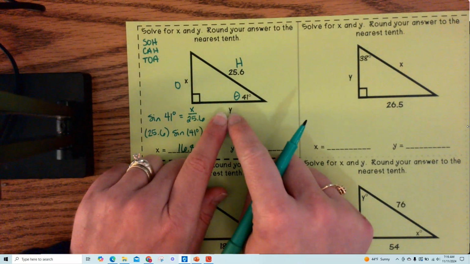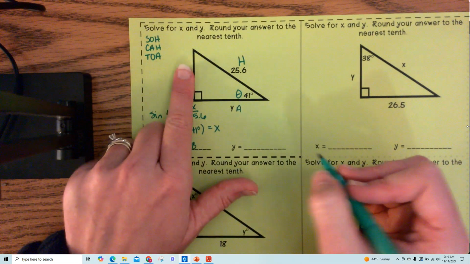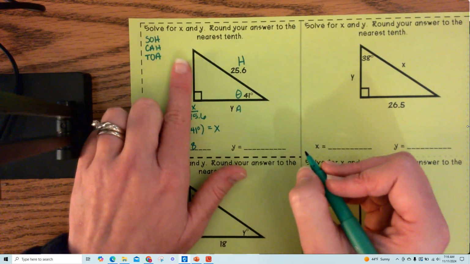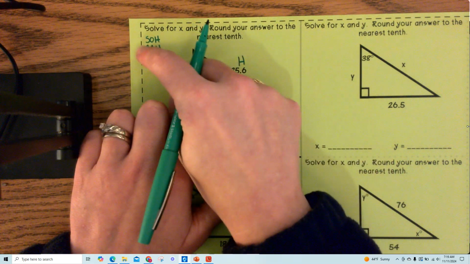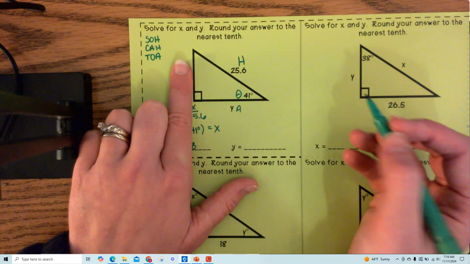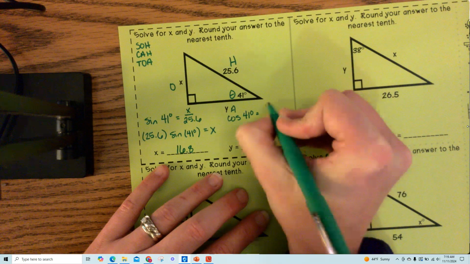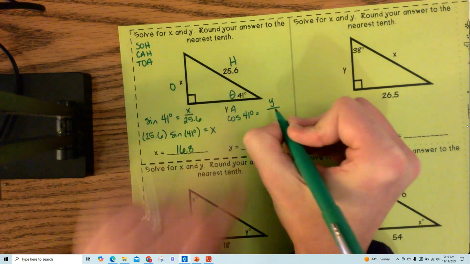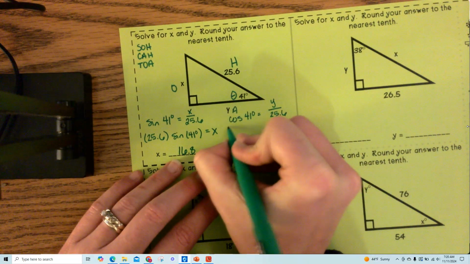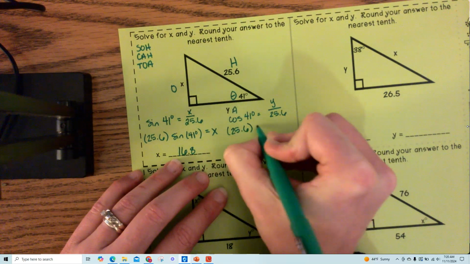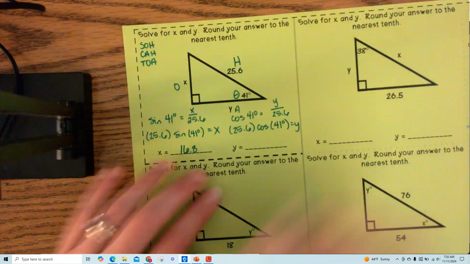All right, so side y here is an adjacent side, so I don't want to use this piece, especially since we rounded. But with just what I have, an angle, adjacent, and hypotenuse, I can use cosine. So I can do cosine of 41 degrees equals the adjacent side over the hypotenuse. And we'd solve the same way. We'd just multiply both sides by the 25.6. And that will give us the value of y.